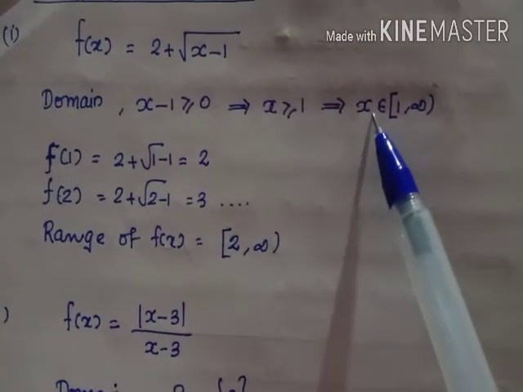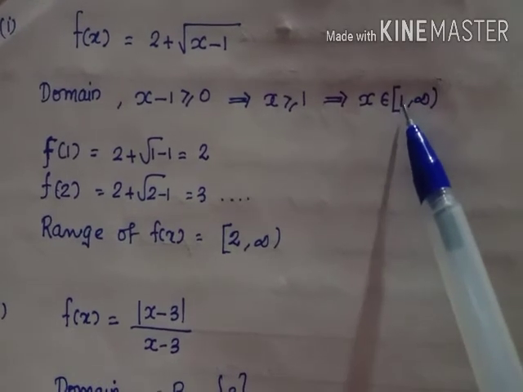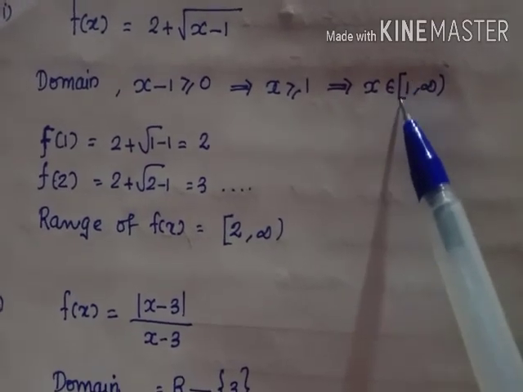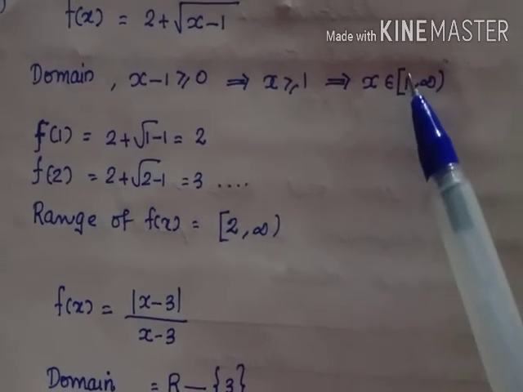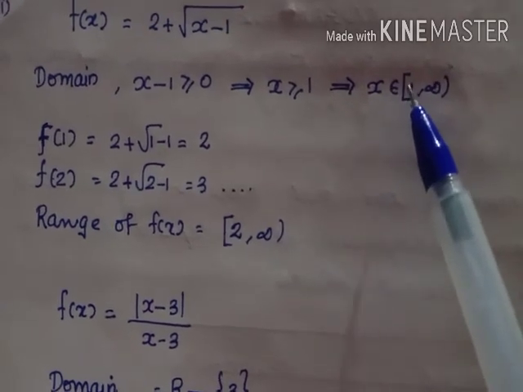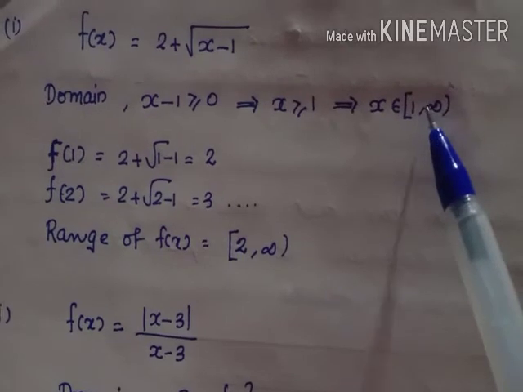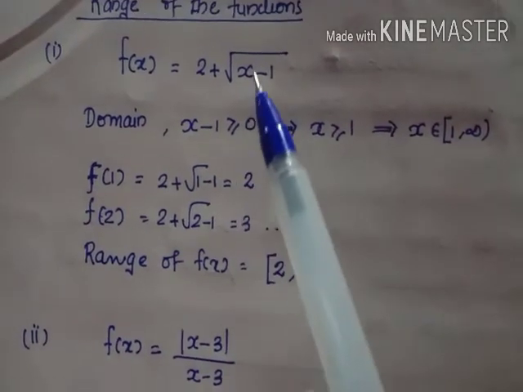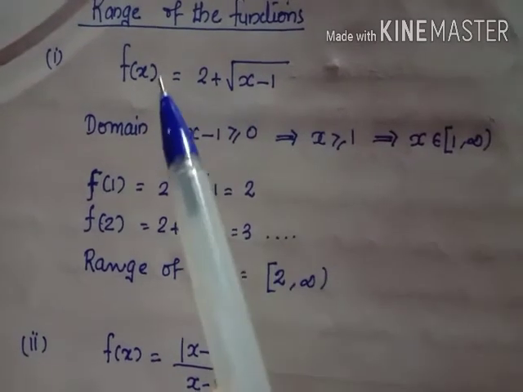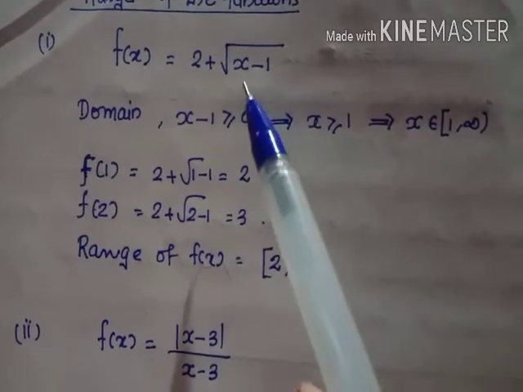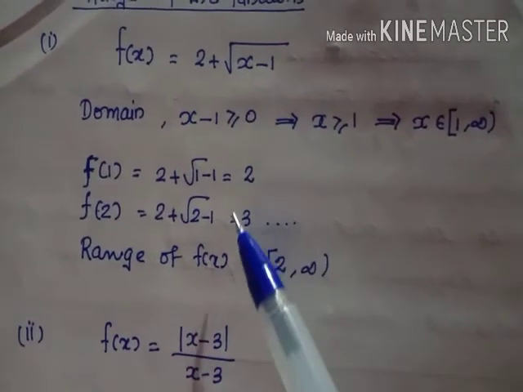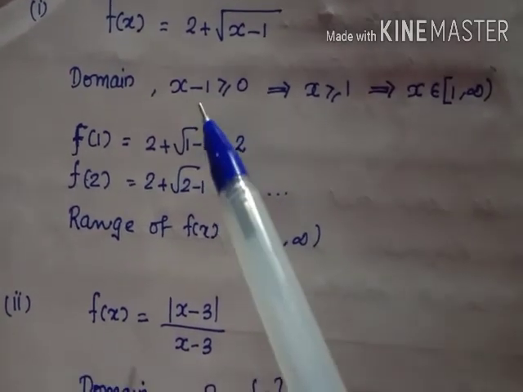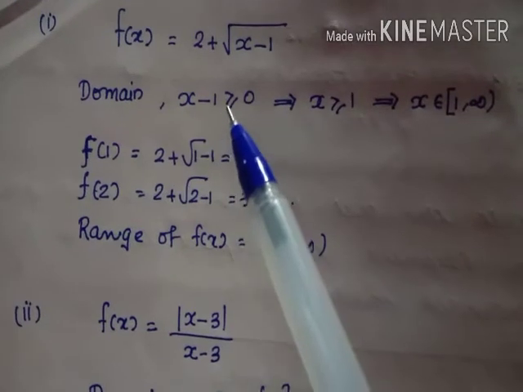So what is our domain? The domain is the interval 1 to infinity, closed at 1. So x equal to 1 and more than 1 elements. That is our domain. Now we can find the range. We are applying the concept of finding range in a different manner. In this question we are approaching another way.